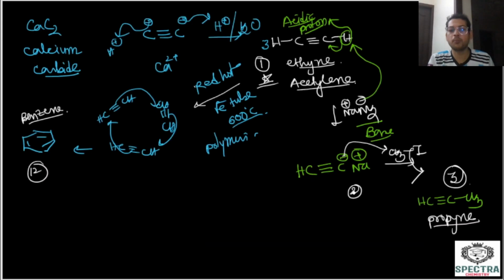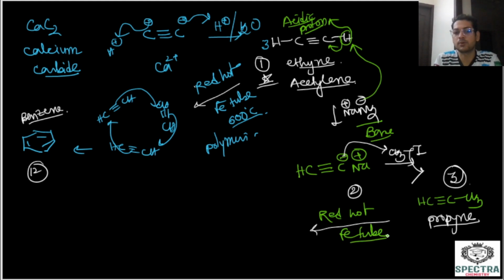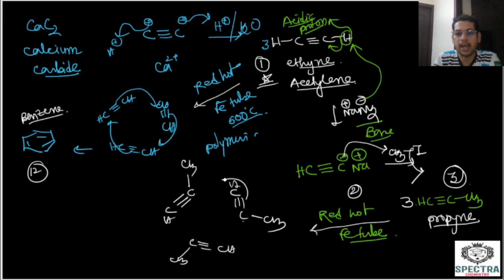Then that propyne is taken in a red hot iron tube, or copper tube. Sir, what will happen? Now again you need these three molecules, but how to orient them? You can orient them this way: C triple bond CH with a methyl group, then C triple bond CH with a methyl group, and C triple bond CH with a methyl group. Then add them.